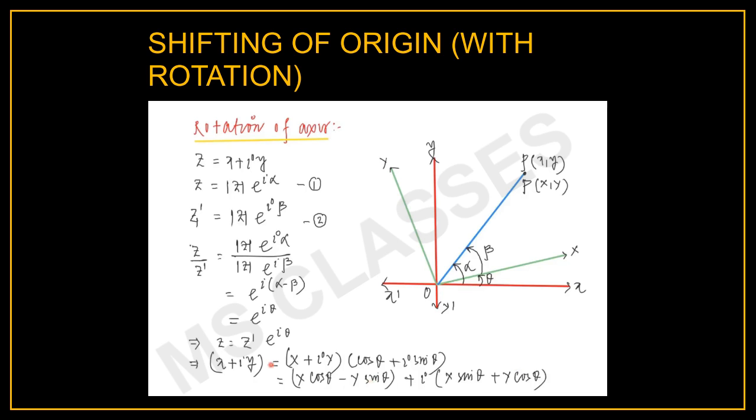Now we can equate the real part and the imaginary part on both sides. If we equate them, we get that small x equals capital X cos theta minus capital Y sin theta, and small y equals capital X sin theta plus capital Y cos theta. So this is what we have got as the relation of the coordinates after rotation.